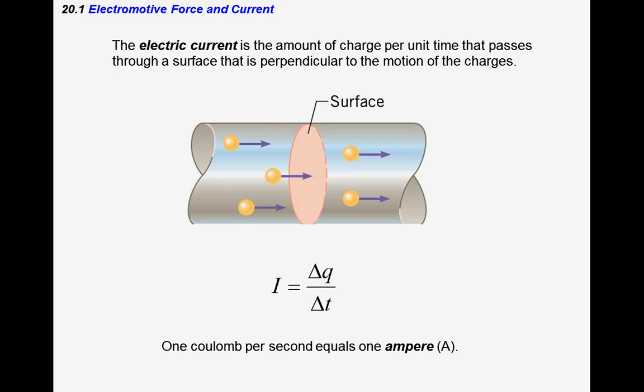So electric current is I, capital I, the change in charge, in coulombs, per the change in time, in seconds. So that is 1 ampere. 1 coulomb per second is 1 amp of current, 1 ampere of current. So I is in amps, A. That is electric current.